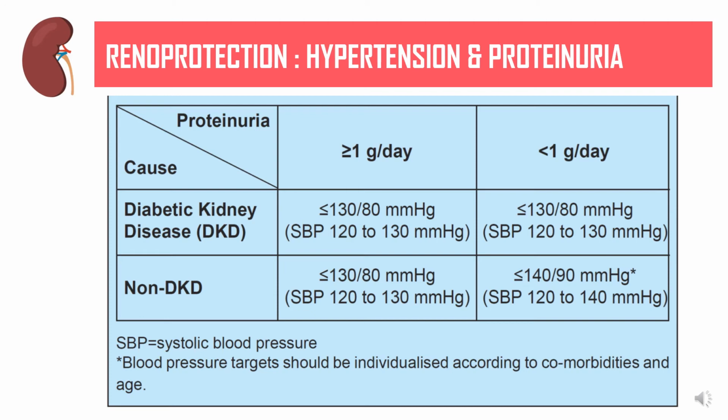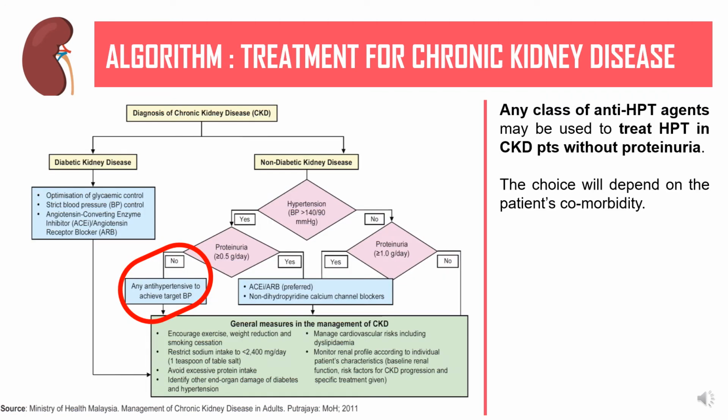So, for Madam SS, her BP target should be less than 130 for systolic and less than 80 for diastolic. Here is the algorithm to review her medication to treat the chronic kidney disease. Once the patient is diagnosed as a chronic kidney disease patient, we need to identify whether they are diabetic or non-diabetic.